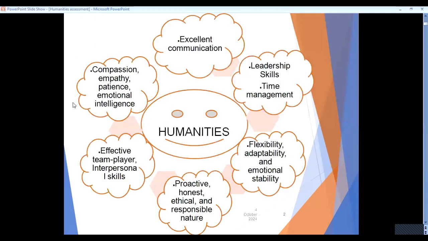So these are various attributes of humanities. We will not go into definitions of humanities. As you can see, humanities is like an umbrella, and below that umbrella we have all these attributes: excellent communication, compassion, empathy, patience, emotional intelligence. Going anti-clockwise: effective team player, interpersonal skills, honesty, ethics, responsible nature, emotional stability, leadership skills, time management, etc.